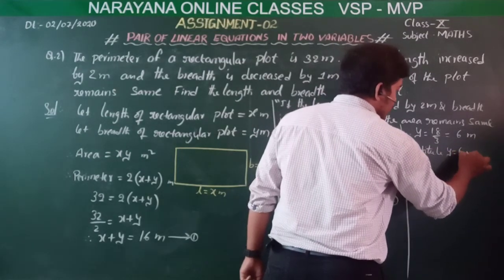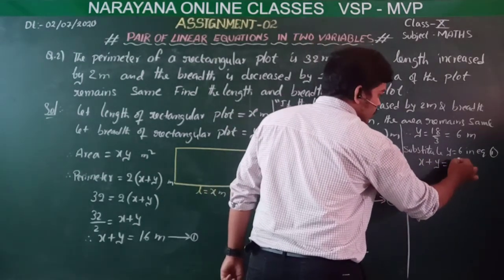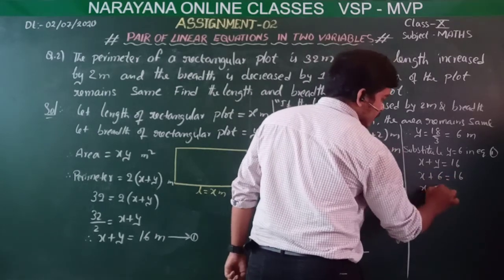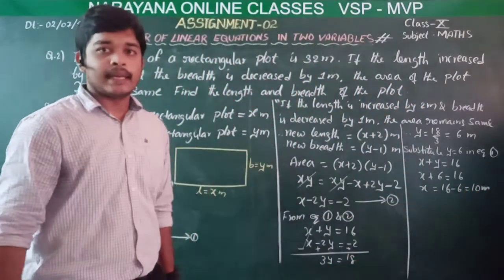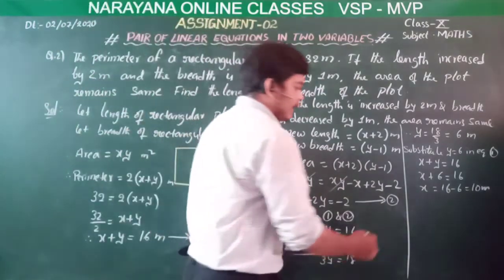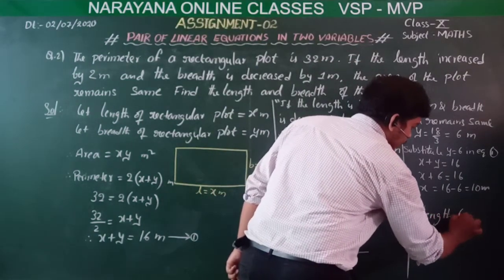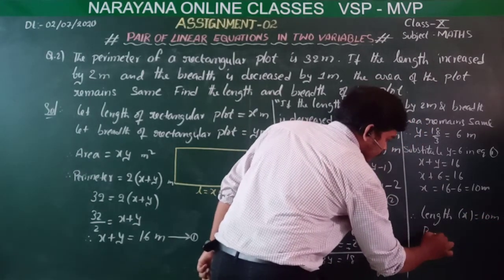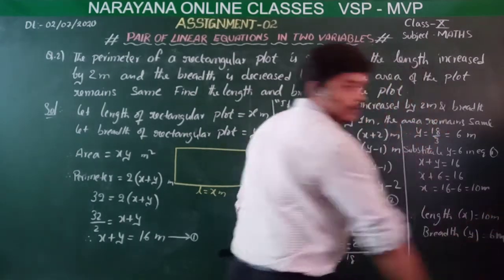y is equal to 6 in equation 1. Substitute in equation 1, x plus y is equal to 16, then x plus 6 is equal to 16, then x is equal to 16 minus 6, 10 meters. See children, x is the length of the rectangular plot and y is the breadth of the rectangular plot, right? So therefore, length x is equal to 10 meters and breadth y is equal to 6 meters.